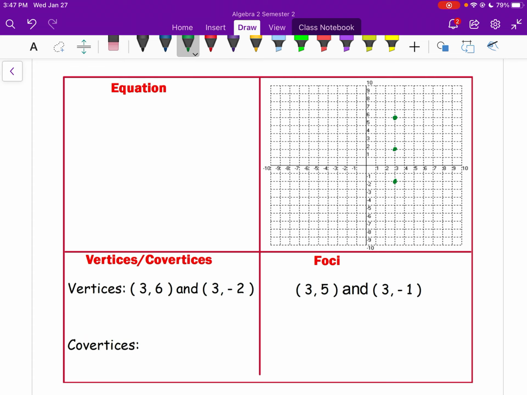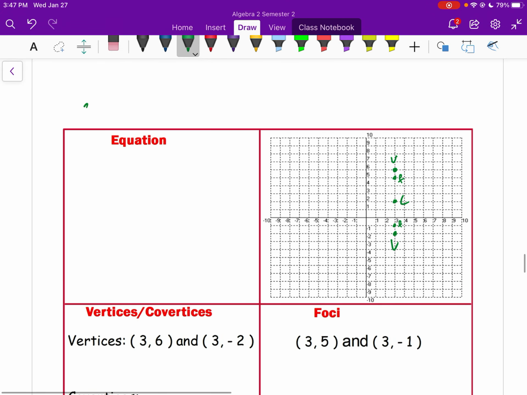Now, our foci, we're at 3, 5, and 3, negative 1. So vertices, vertices, foci, foci, and then there's our center. So again, we got our center at, what do we say, 3, 2. Okay, A and B, we can figure out A and B from that.